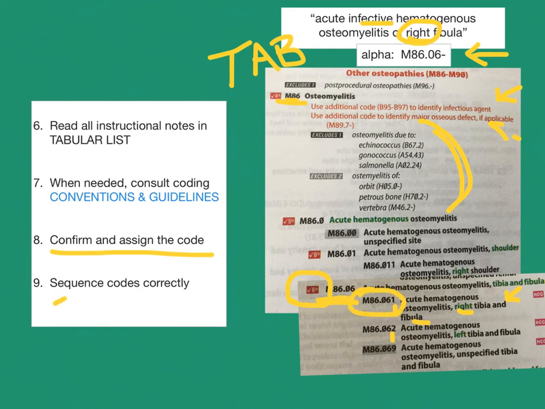And then at the end, we usually sequence codes correctly. So often, patients will have more than one diagnosis. Just remember when we talk about a principal diagnosis code that that's always going to be listed first whenever you're listing any applicable codes for a patient.